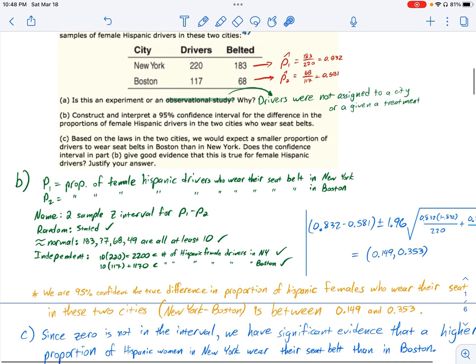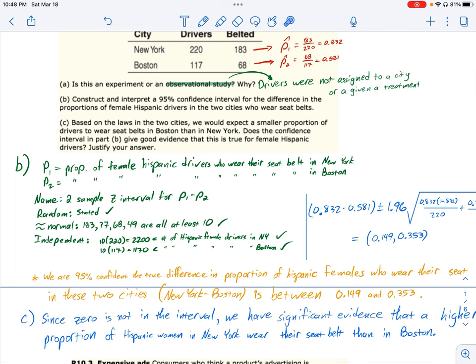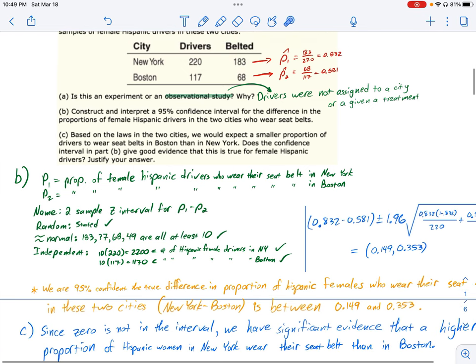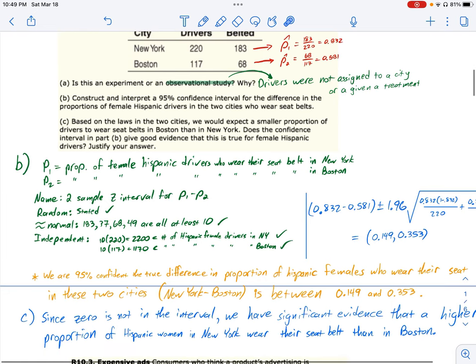B, it's a lot of work. It's the full construct and interpret an interval, a 95% interval for the difference of the drivers who wear seatbelts in both cities. So first off, I define my variables. You should always do this. Some of you kind of skip this. I called P1 the proportion of females who wear their seatbelt in New York, and then I just did a bunch of quotes, ditto marks for P2 for the females that live in Boston.